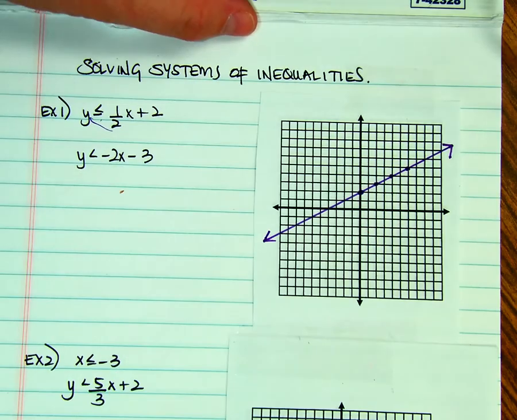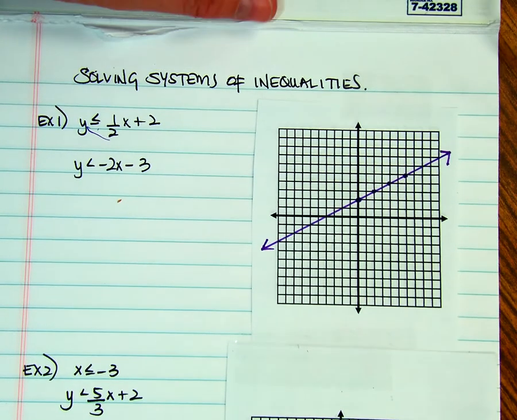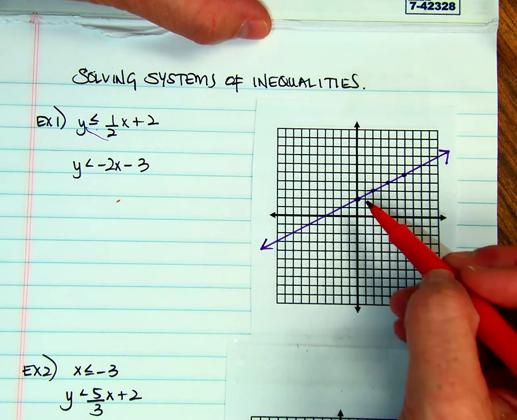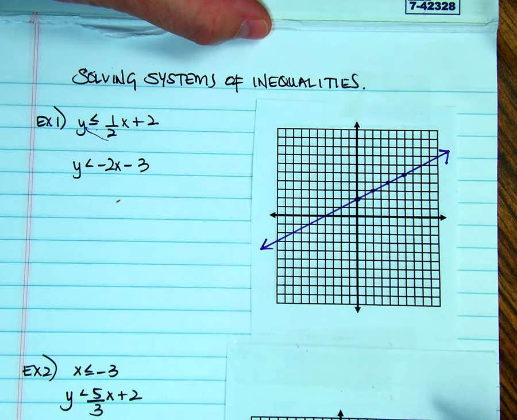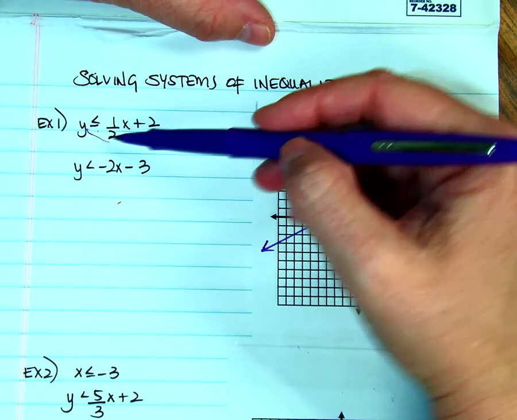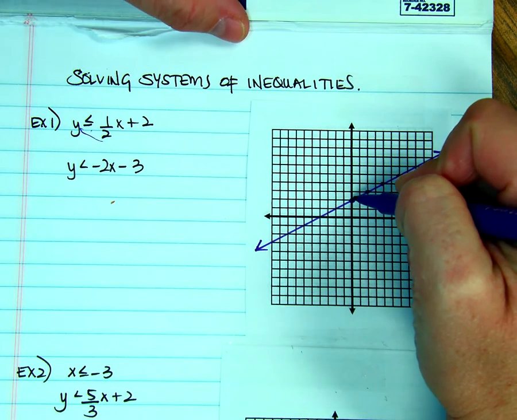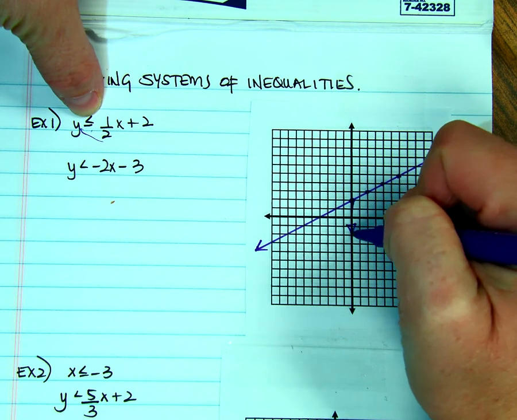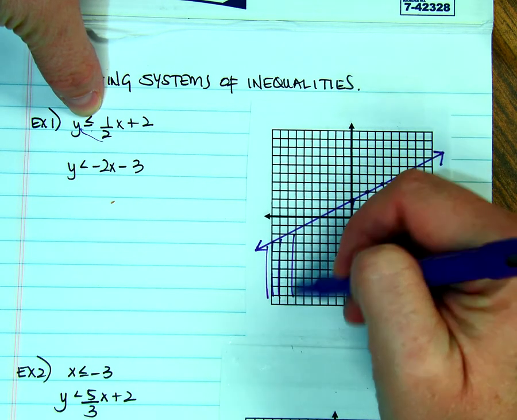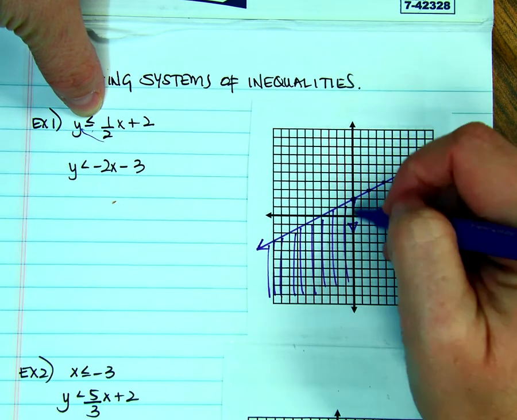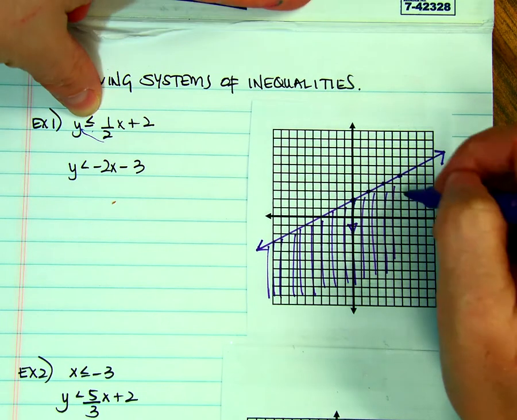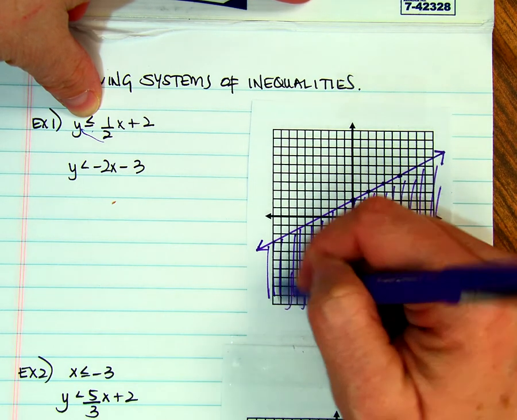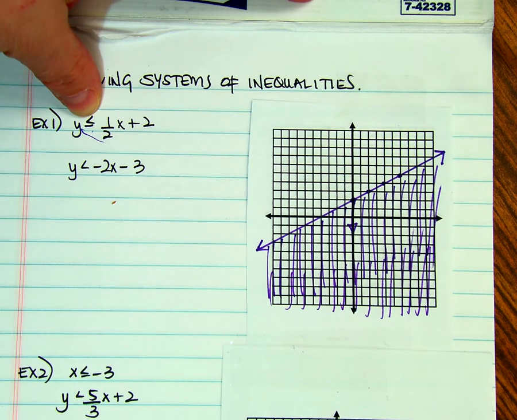Now remember, when we were graphing systems of equations, we were looking for that one point where they intersected. Well, now we're looking for a whole shaded area that they have in common. So I'm right here on the y-intercept. I want all the y's that are less than where I'm at. I'm looking at this shaded area. Okay, so that's my purple.